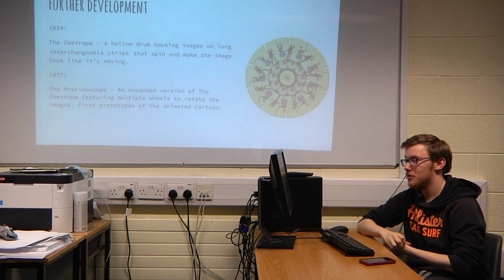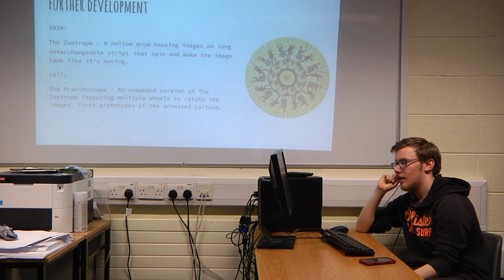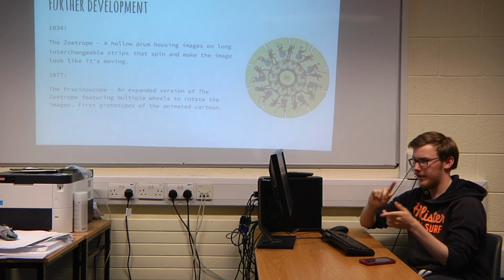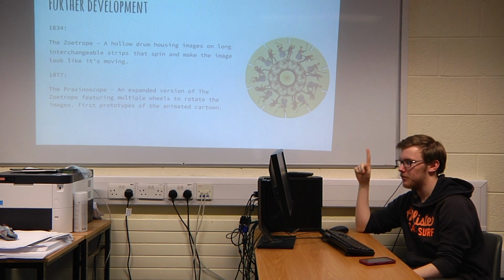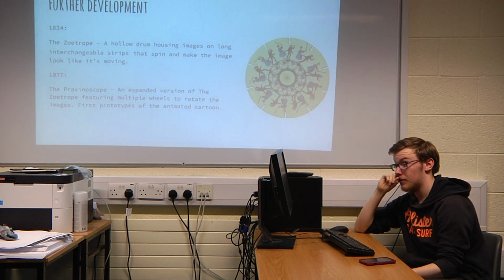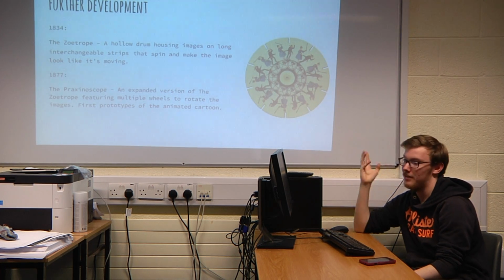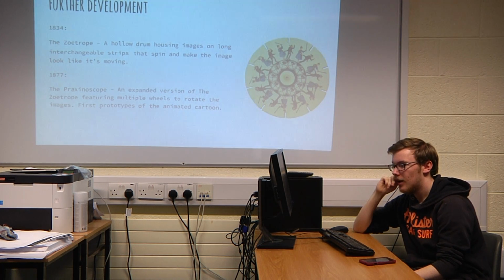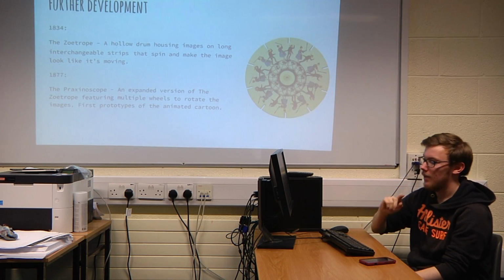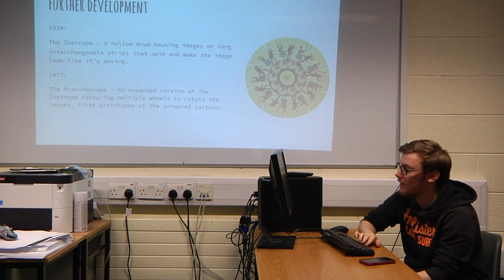And in 1834, the zoetrope, which is a hollow drum that has images on long strips that you can take in and out that spin, and that makes the image look like it's moving. And the praxinoscope is pretty much just a more complex or expanded version of the zoetrope, and it features multiple wheels to rotate the images, and it has the first prototypes of an animated cartoon.